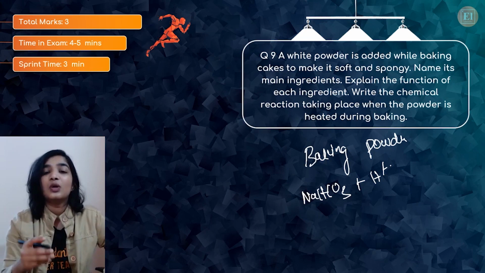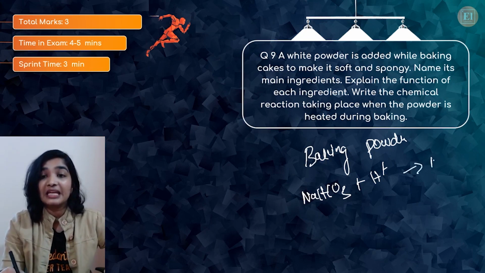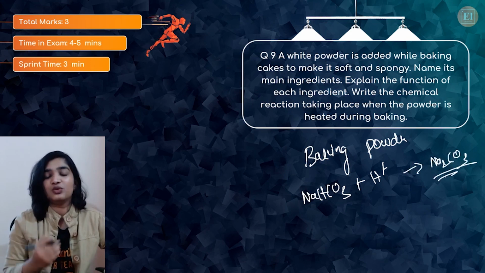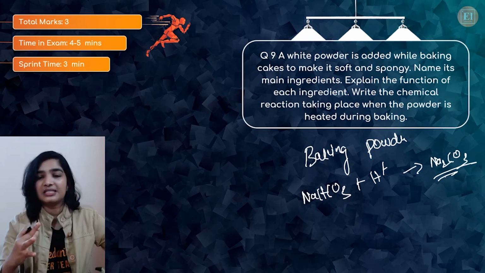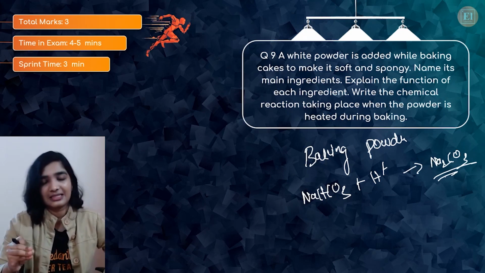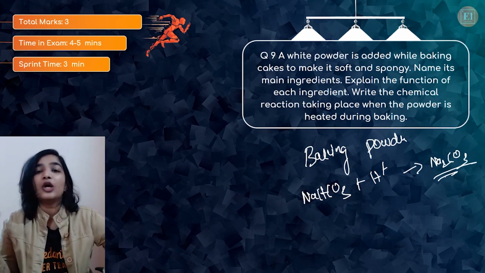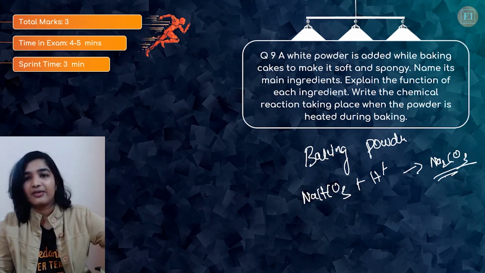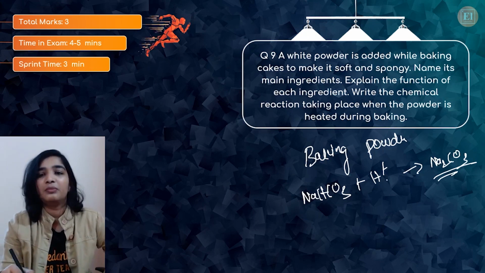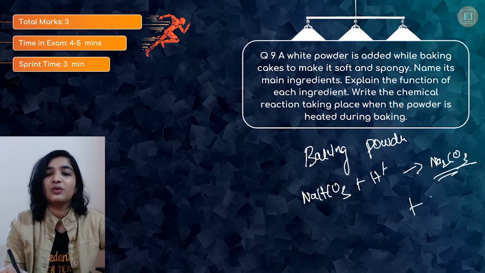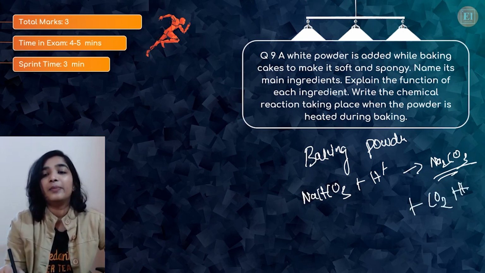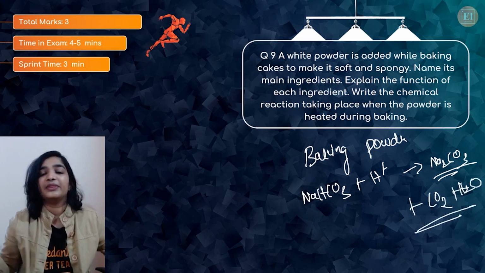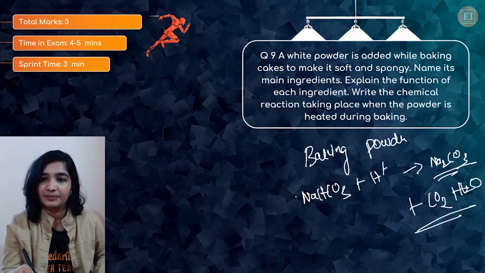When it undergoes decomposition, sodium carbonate, that is Na2CO3, will be formed, which will be bitter in taste. To neutralize that, to balance out that taste, we are adding an acid. That is the role of tartaric acid. Write the chemical equation. NaHCO3 plus H plus, you will get Na2CO3 plus carbon dioxide plus water. This is the reaction.